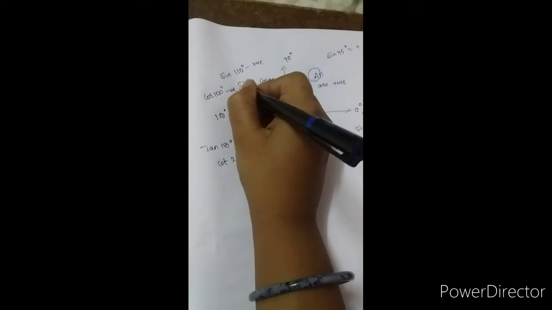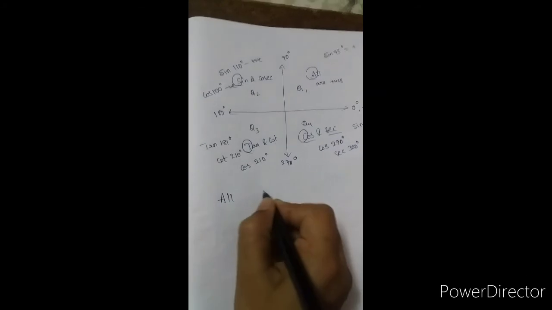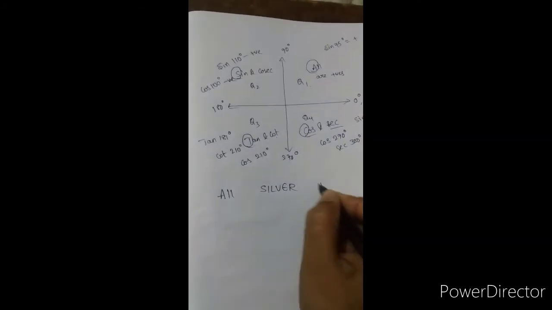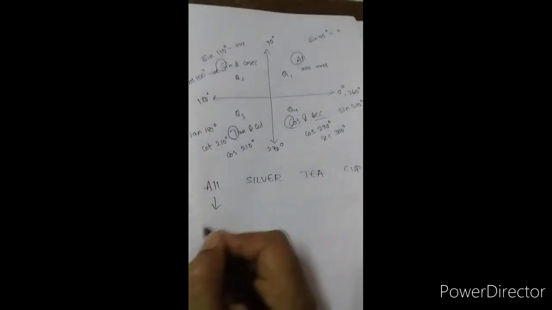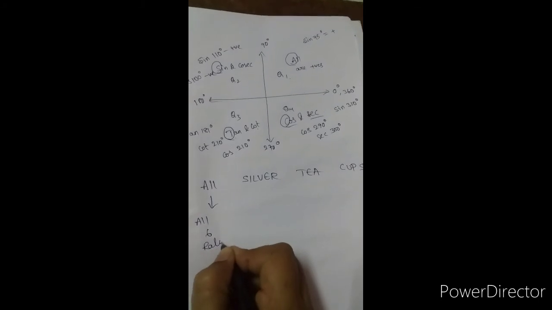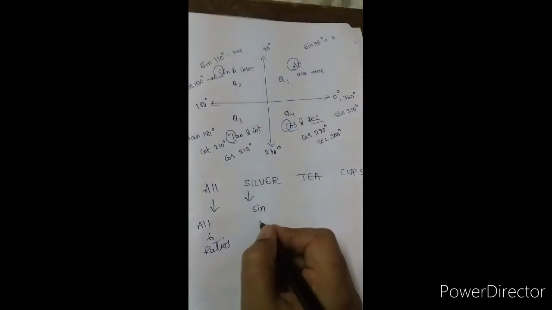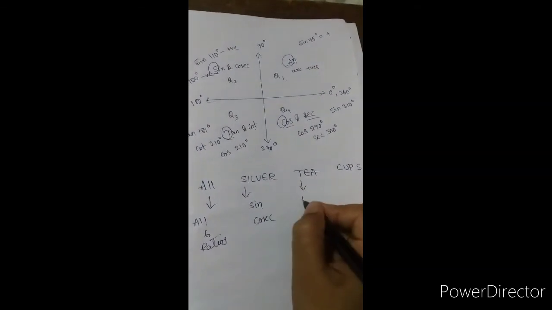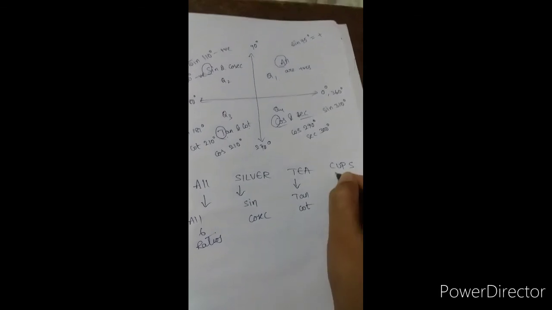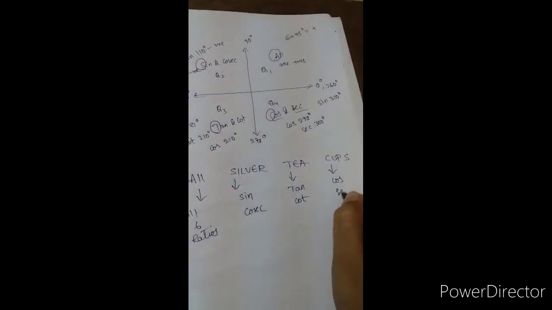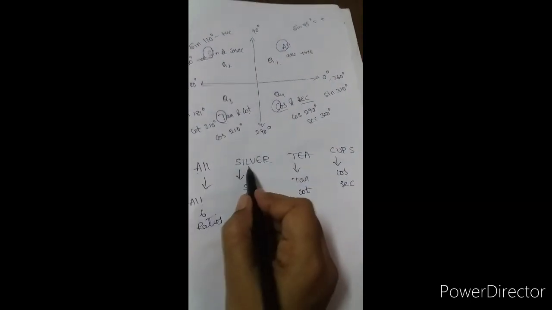How to remember all these? Here A, here S, here T and C. All Silver Tea Cups. Okay. All means all 6 ratios. Here Silver means S, and that means sin and its reciprocal cosec. Here T means tan and its reciprocal cot. Here C means cos and its reciprocal secant theta. Okay. So you have to remember: All Silver Tea Cups.